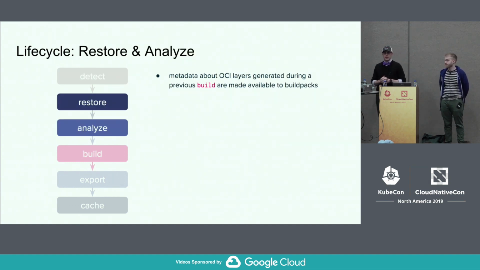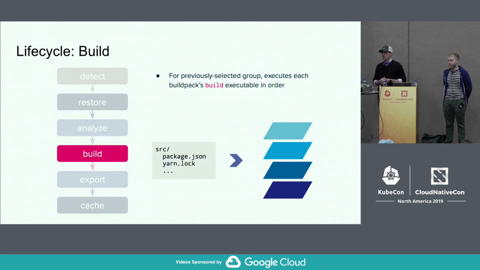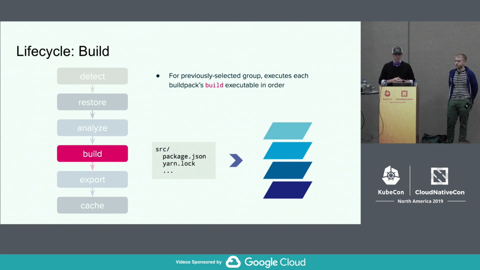The restore and analyze phases are run by the lifecycle, the Buildpack execution environment, and they analyze the cache and then the metadata for previously built run images, if they're available, to determine what layers can or cannot be reused. The build phase is kind of the heavy lifting of the build packs. Each build pack implements this differently. It's specific to the ecosystem that a build pack supports. So for example, a Node.js build pack would install Node.js, run npm, and prepare the Node application.